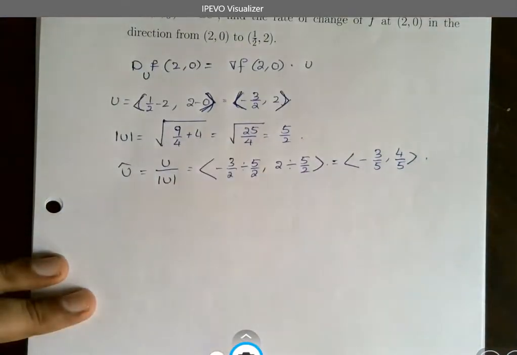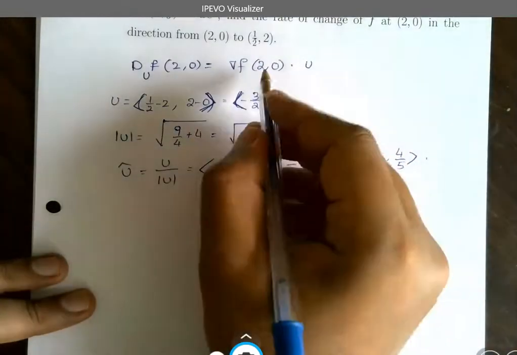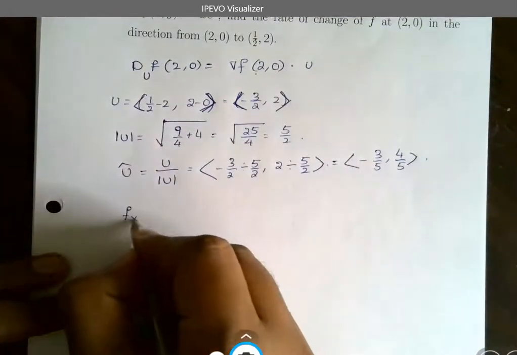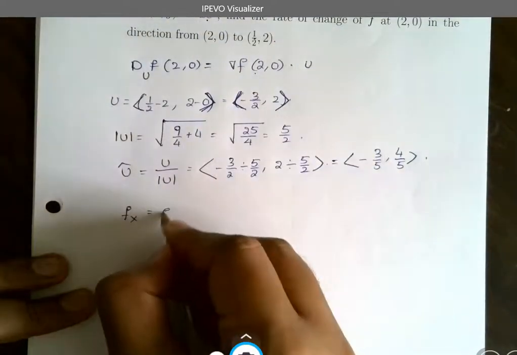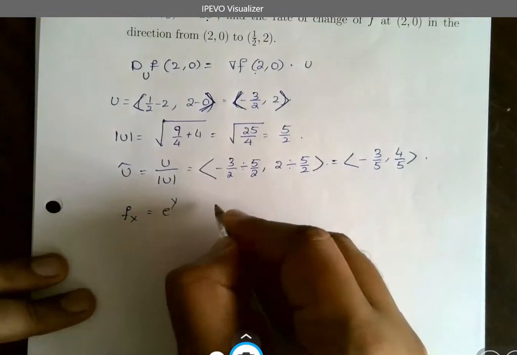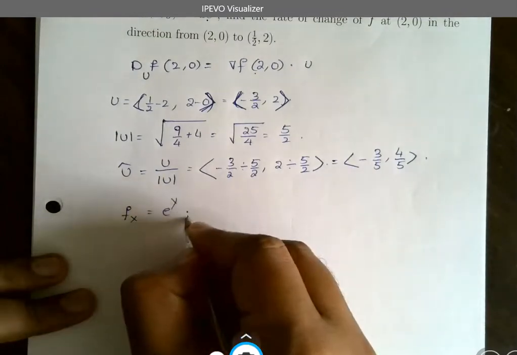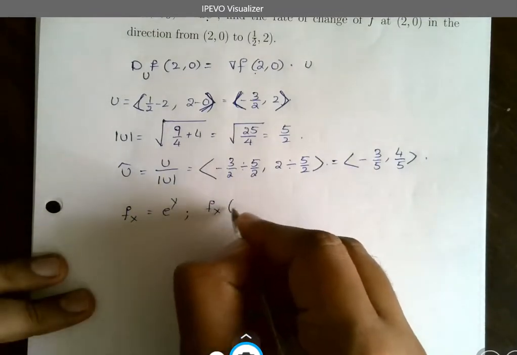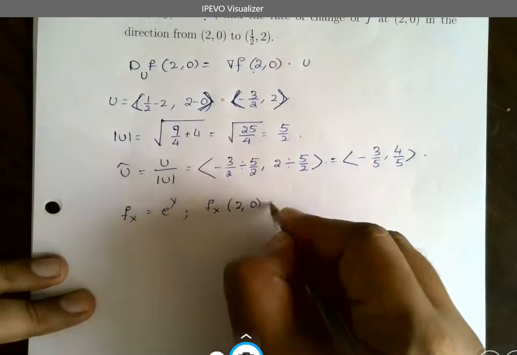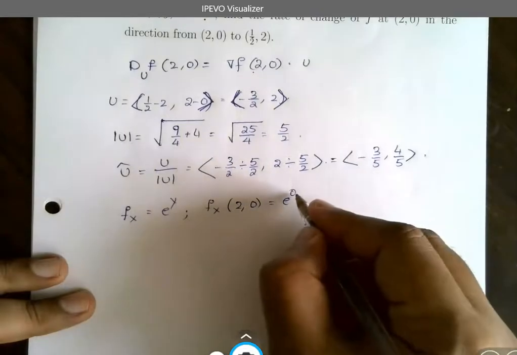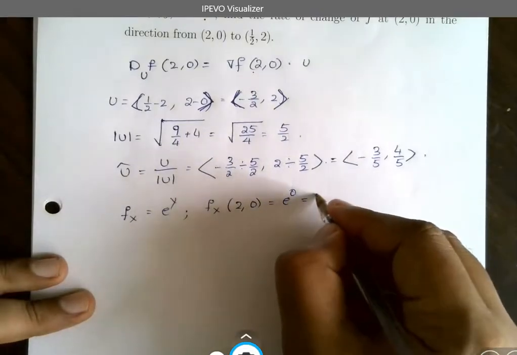You're going to get 4/5. So let's find a gradient now. You want to find fx. Fx is going to be, differentiate that, so that's going to be e to the y. You want to find fx at (2, 0), so x is 2, y is 0. There is no x, so there is nothing to substitute, but y is 0. You can substitute y. e to the 0 is 1.